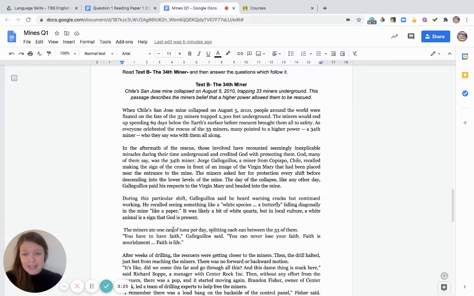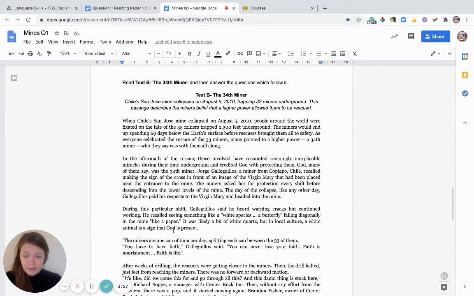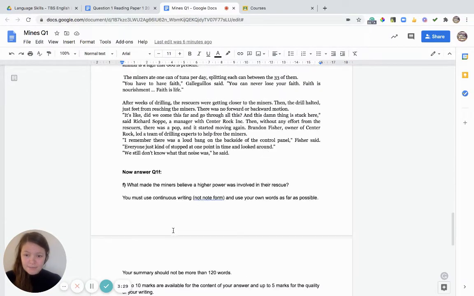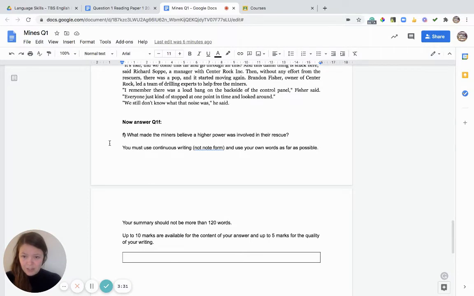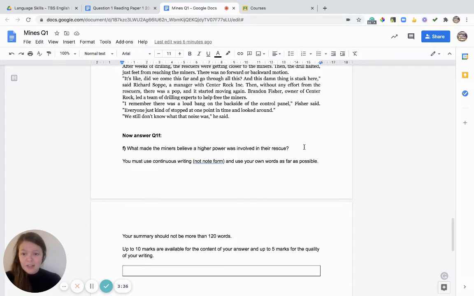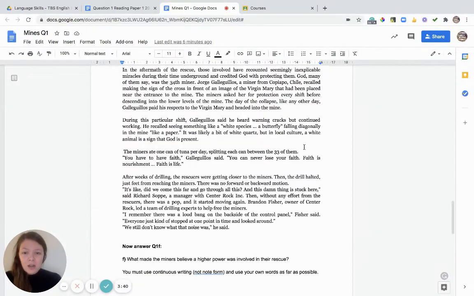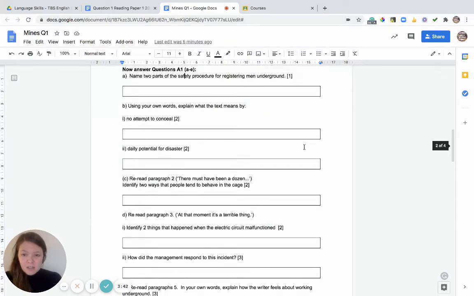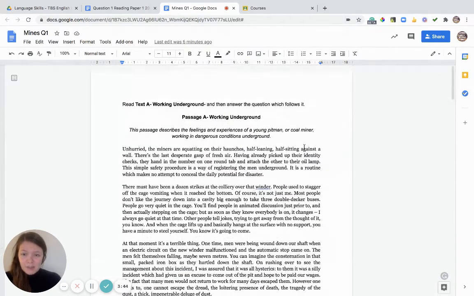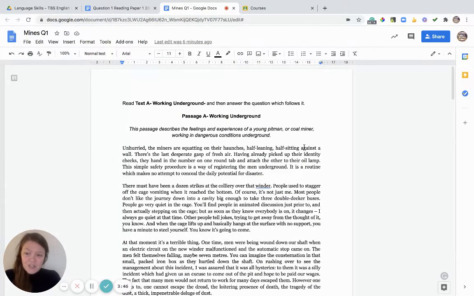Then you have text B, which is all about the Chilean miner disaster. And question 1F: what made the miners believe a higher power was involved in their rescue? Summarize in not more than 120 words. Okay. So I will read passage A to you, and I'm going to get you to have a go at the questions that follow it. Then I'll read passage B to you and get you to have a go at the questions which follow that.